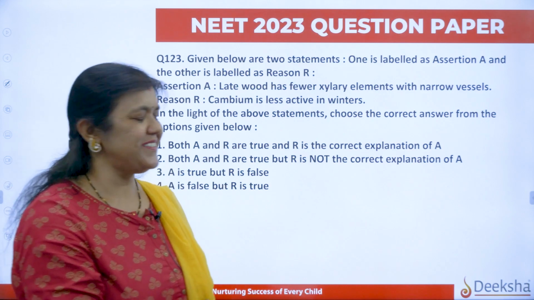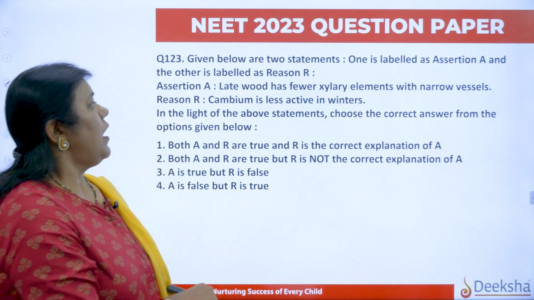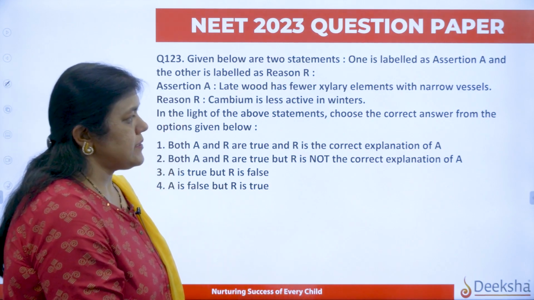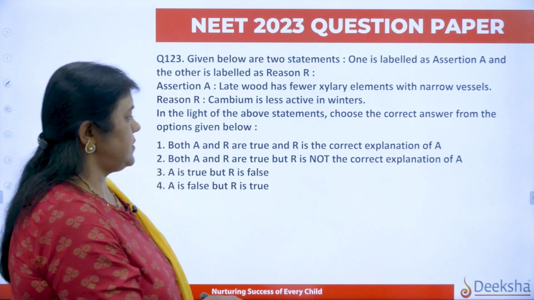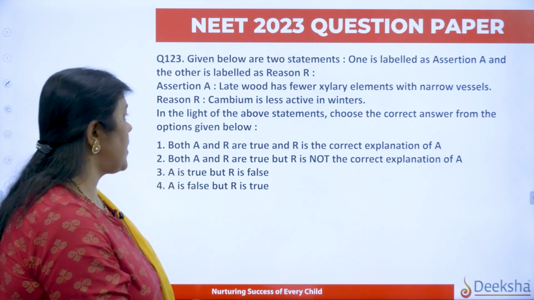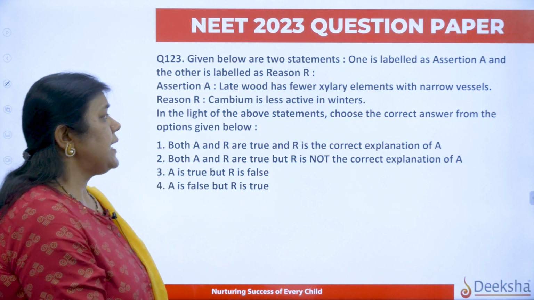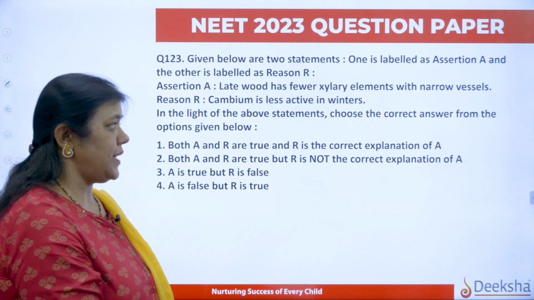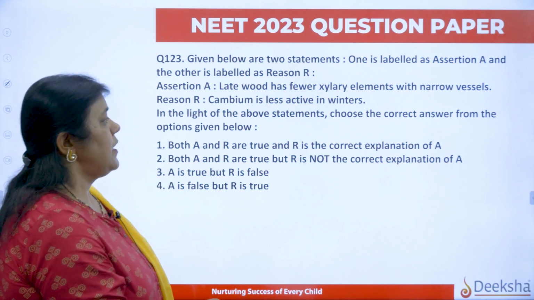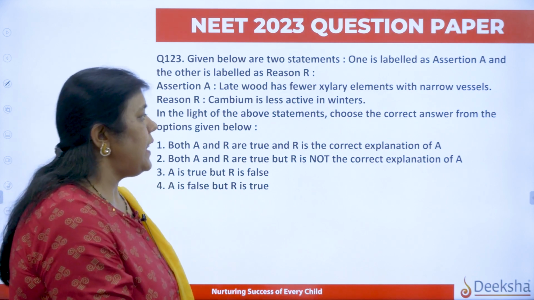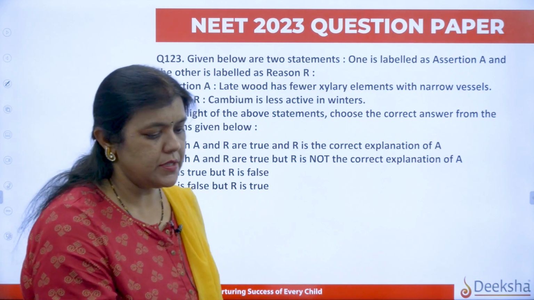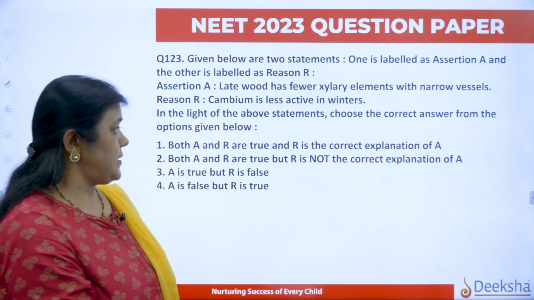Again, a statement-based question. Given below are two statements, one labeled as assertion A and the other labeled as reason R. Assertion says that late wood has fewer xylem elements with narrow vessels. Reason is cambium is less active in winters. Now let us see the options.